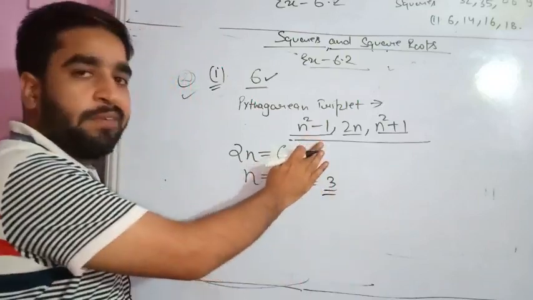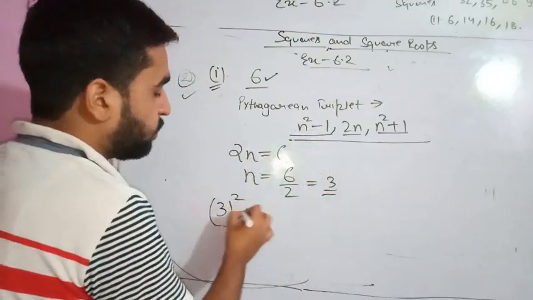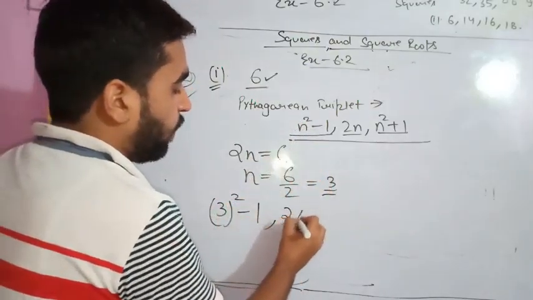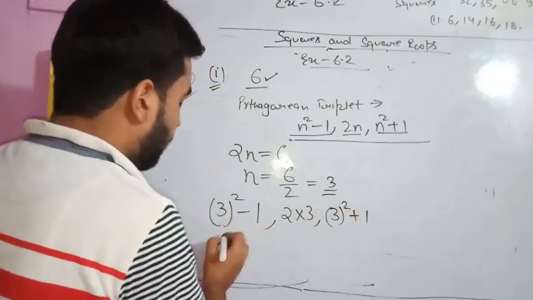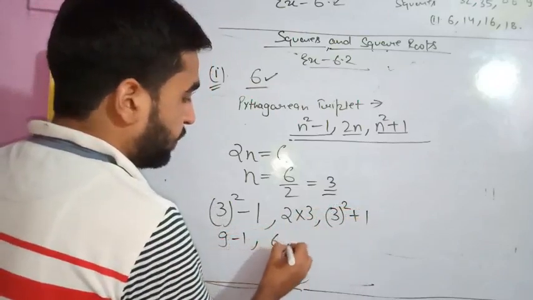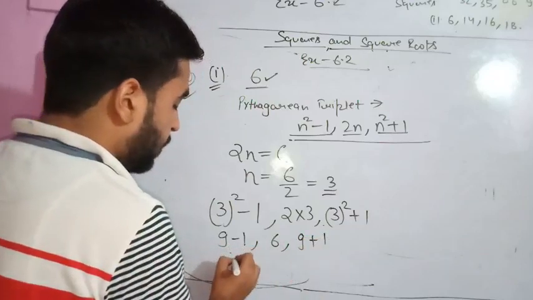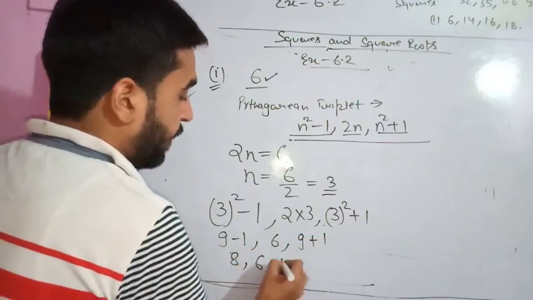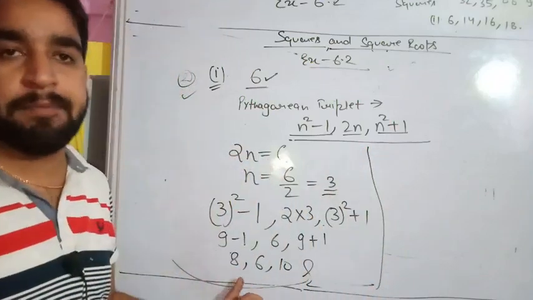Now substitute the value of n here. So the first number will be 3 square minus 1, comma, 2n, so 2 into 3, then 3 square plus 1. 3 square minus 1 means 9 minus 1, that is 8. 2 3s are 6. 3 square plus 1, 9 plus 1, that is 10. So these are all the elements of the Pythagorean triplet: 8, 6, 10.